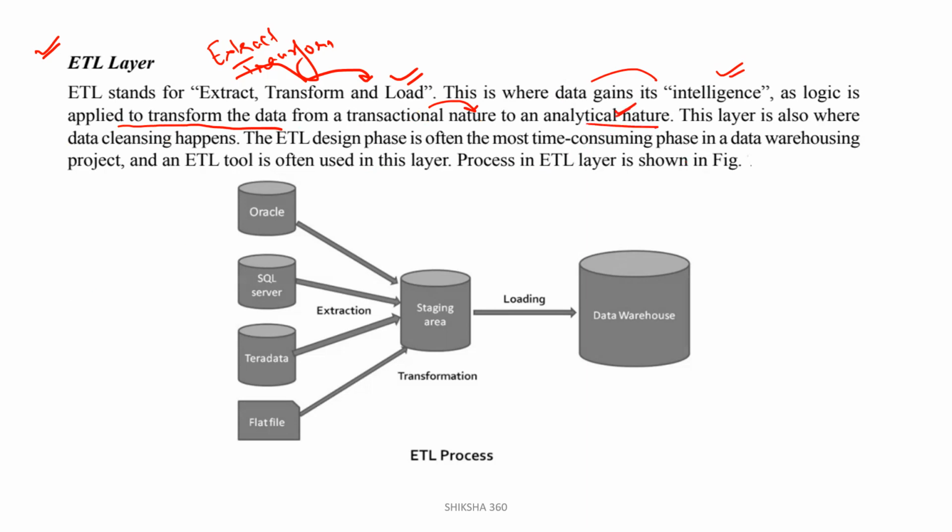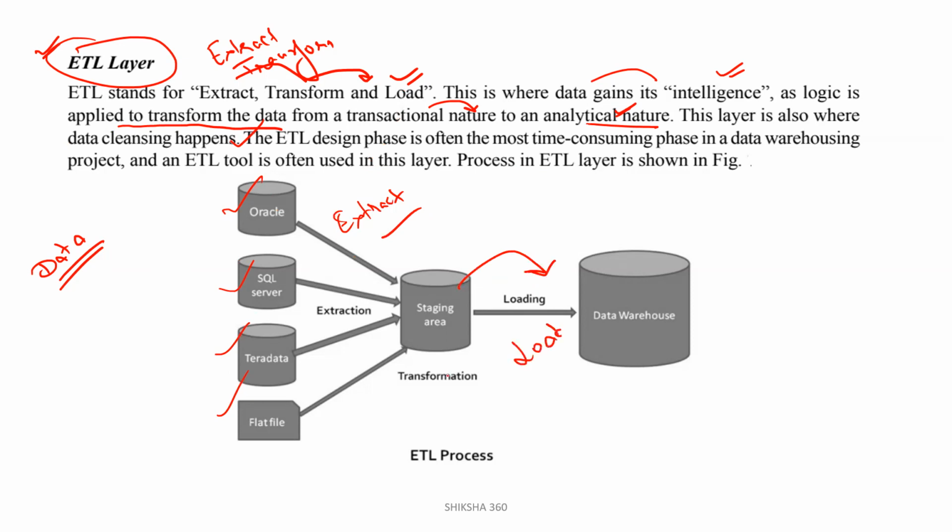This is also where data cleansing happens. So sometimes data cleansing happens in which layer? In the ETL layer: extract, transform, and load. The ETL design phase is often the most time-consuming phase in a data warehousing project, and an ETL tool is often used in this layer. In the ETL process, sources like Oracle, SQL, Teradata, and flat files are all extracted into the staging area. Here the transformation happens, and then loading into the data warehouse.